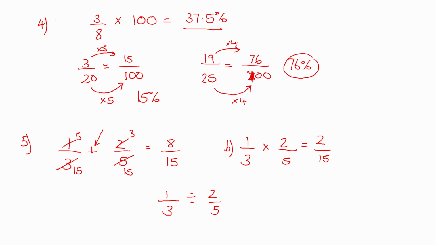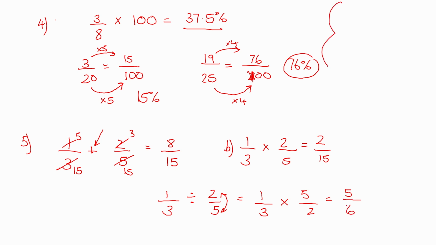Again, we use keep flip change, right? KFC, keep flip change. So keep that one the same. Flip the second fraction. Reciprocal is the better word than flip, but we use flip because it's easier to remember. Flip that one and change the divide to a times, and then you can multiply the top and multiply the bottom, and you've got your answer there.